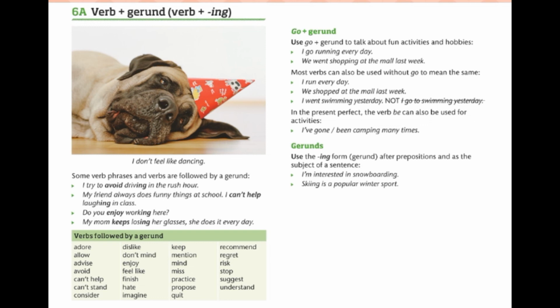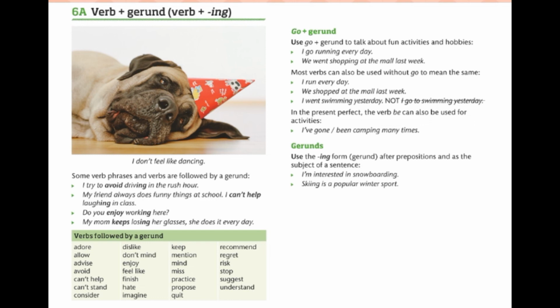Remember, some verb phrases and verbs are followed by a gerund. Examples. I try to avoid driving in the rush hour. My friend always does funny things at school. I can't help laughing in class. Do you enjoy working here? My mom keeps losing her glasses. She does it every day.